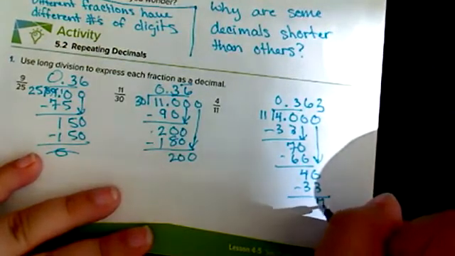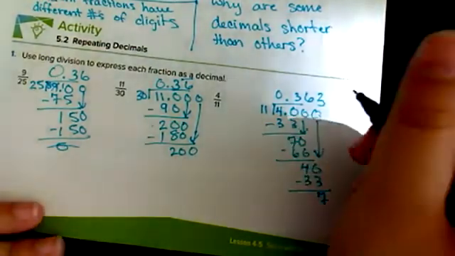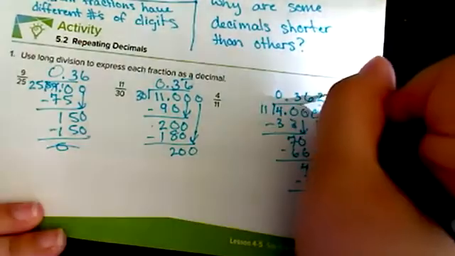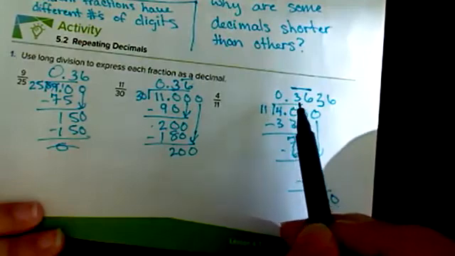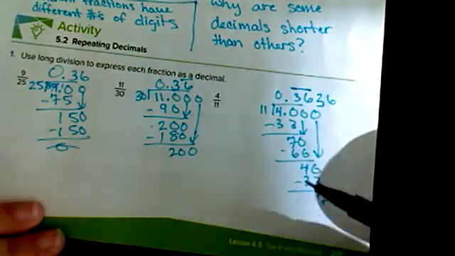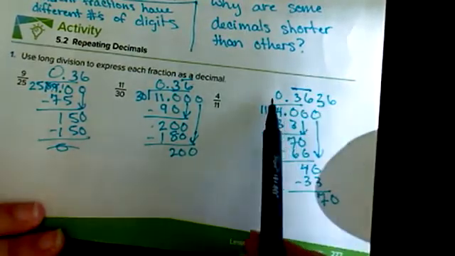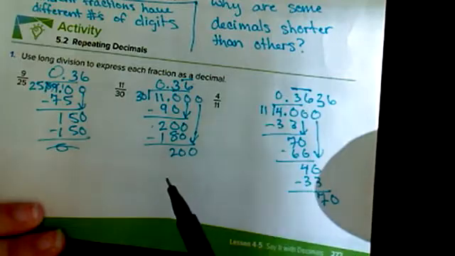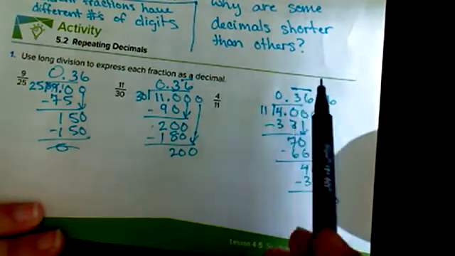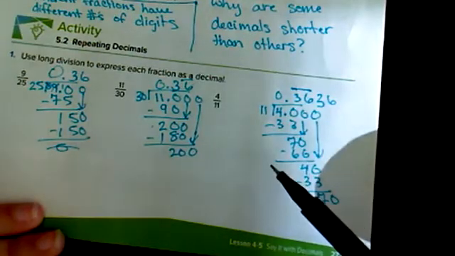Oh, this looks like a different type of repeating pattern. So it's not just the 1 digit that repeats, but it looks like it's going to be the 2 digits. So this one's going to be 3 6 repeating, because it's going to keep going back and forth between 70 and 40, 70 and 40. So we can write this as 0.36 repeating. So the 3 and 6 are going to repeat over and over and over again.